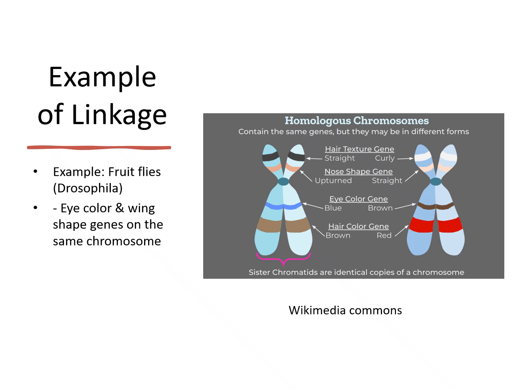Thomas Hunt Morgan discovered gene linkage while studying fruit flies. He noticed that eye color and wing shape were inherited together more than expected. This was the first experimental evidence that genes are located on chromosomes.